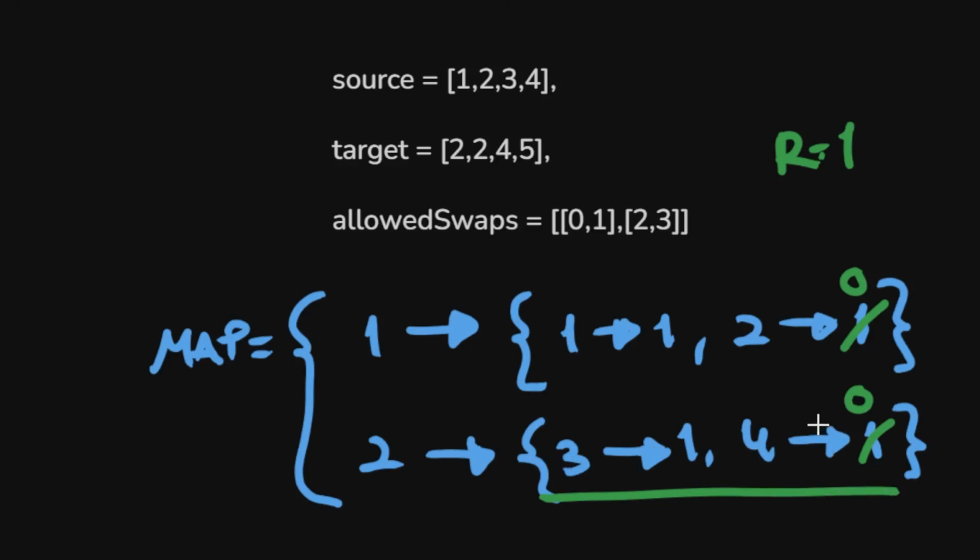And given that we don't, we add 1 to the result, and this is 2. Now we have already iterated every index, so we can return 2.